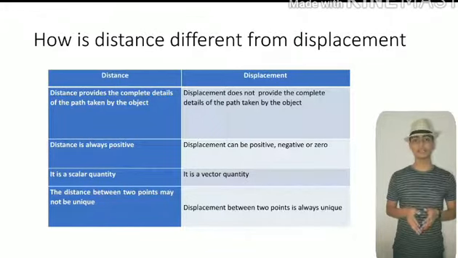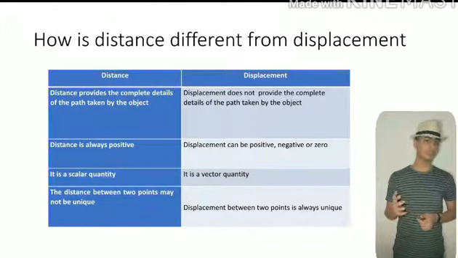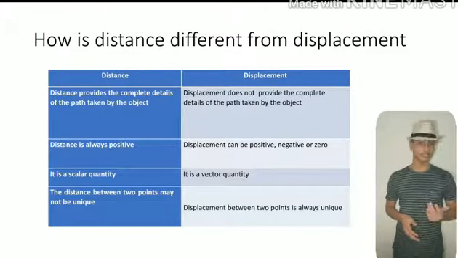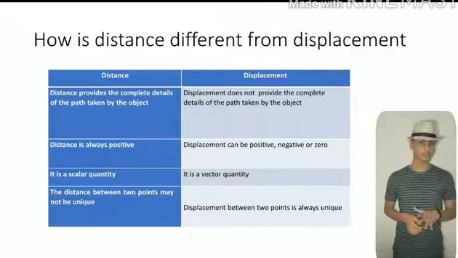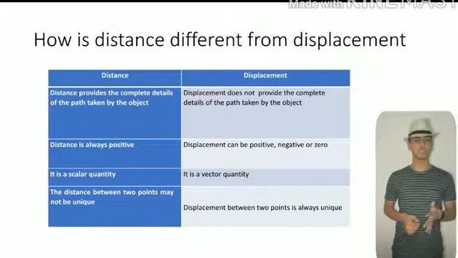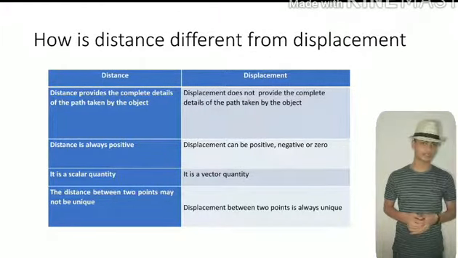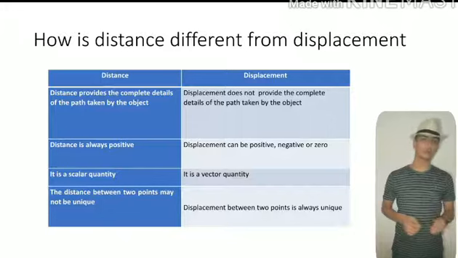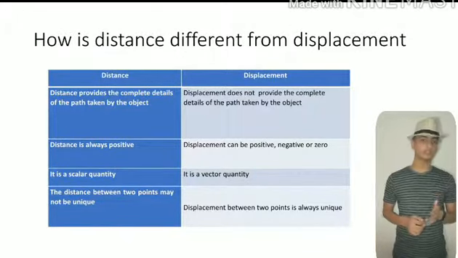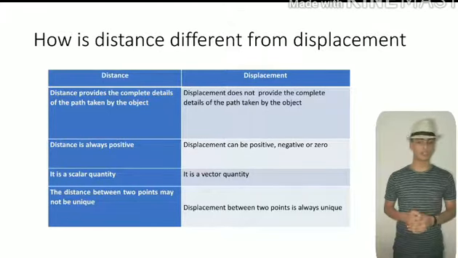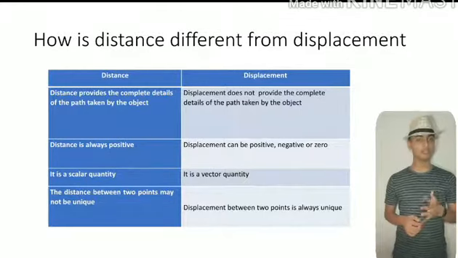The distance provides the complete details of the path taken by the object, whereas the displacement does not provide the complete details of the path taken by the object. The distance is always positive, whereas displacement can be positive, negative or zero, as we have seen in the above examples. Distance is a scalar quantity, whereas displacement is a vector quantity. The distance between 2 points may not be unique, whereas the displacement between the 2 points is always unique.